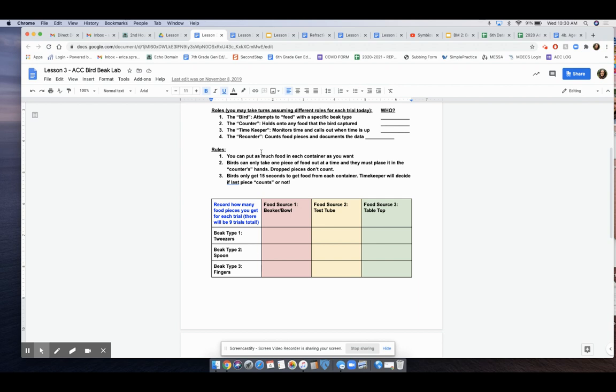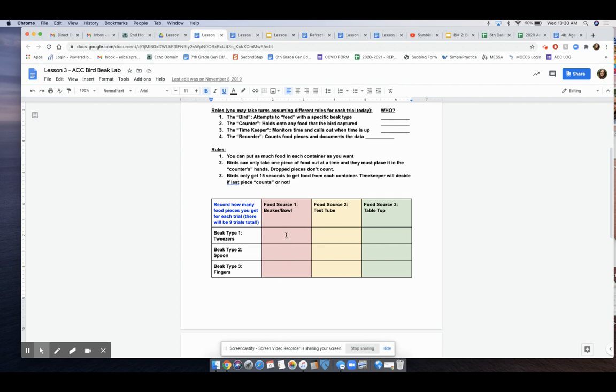If you drop it on the floor or drop it while you're trying to transfer it, that piece doesn't count. You get 15 seconds from each container, and the timekeeper will decide if the last piece counts or not. So what I suggest is getting one food source container at a time and using all 3 beak types.